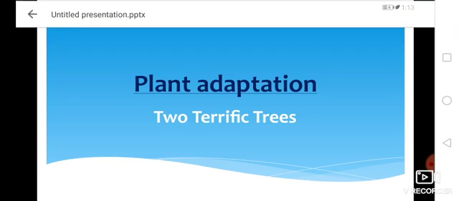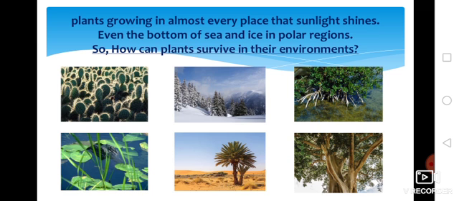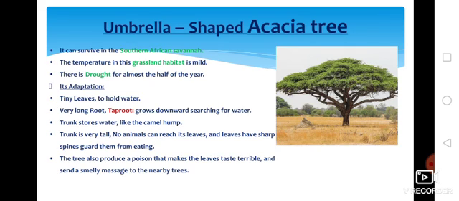Hello, Primary 4. Today we're going to study plant adaptation. Last week we studied adaptation in animals. Now we'll study adaptation in plants. Each plant in our environment or on our planet adapts to its habitat or its environment just to survive, like the animals. Let's start with the Acacia tree.